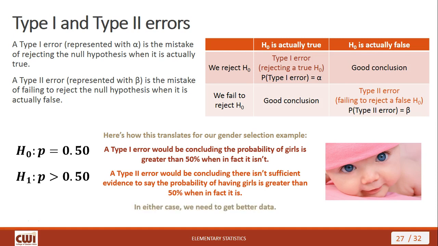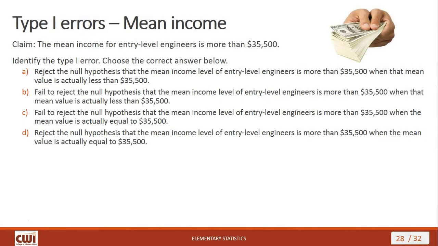In either case, we simply need to get more data. If you have a type 1 or a type 2 error, the way to minimize that is to get more data, as we'll see here shortly. First, let's look at an example.